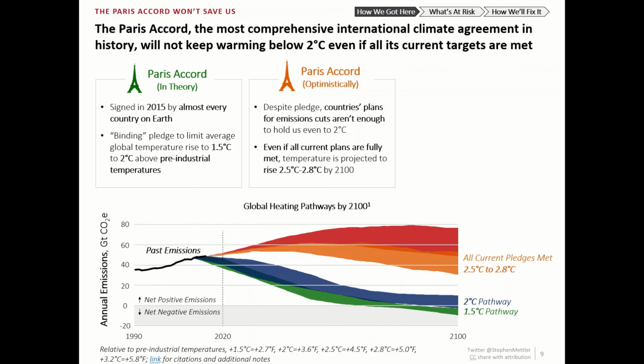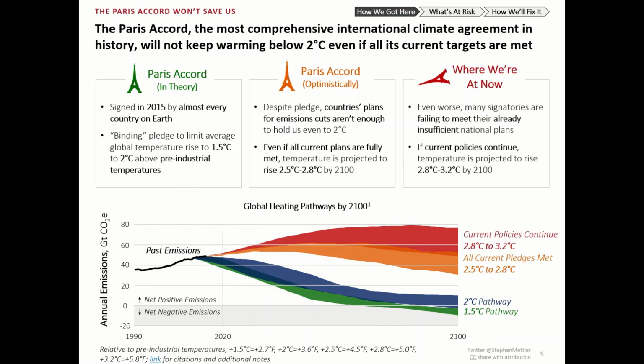And that is bad news, but there's worse news because we're not even on track for that. Many signatories to the Paris Accord are failing to meet their national plans, which were already insufficient. And if we continue on that path, we're in the red range. We're going to see temperatures rise by about 2.8 degrees to 3.2 degrees Celsius by 2100. And in the next section, we're going to talk about what that means for life on the surface of Earth.